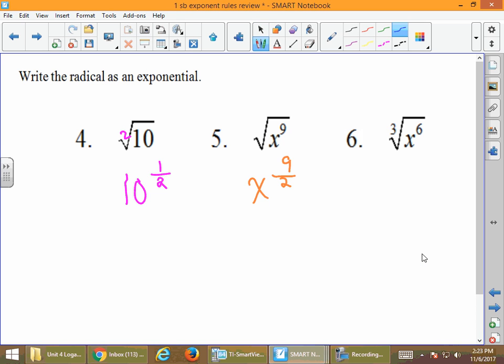Number 6, which is the cubed root of x to the 6. Once again, the number in the check mark part, and by the way, it wasn't written on number 5 as a 2, but number 6 it's written. That's our denominator. And then we have a 6 for the numerator. And by the way, we can simplify that. X to the 6 over 3 is x squared.